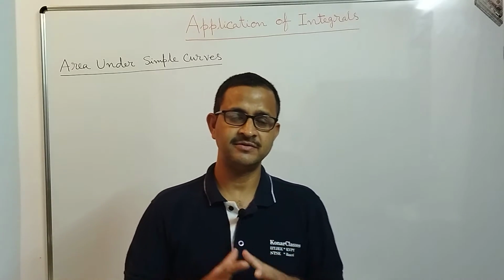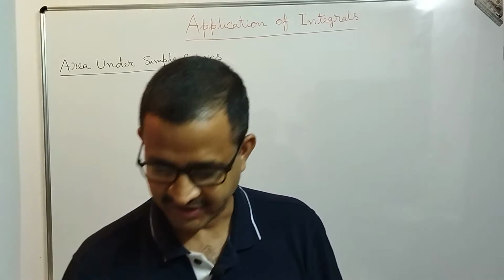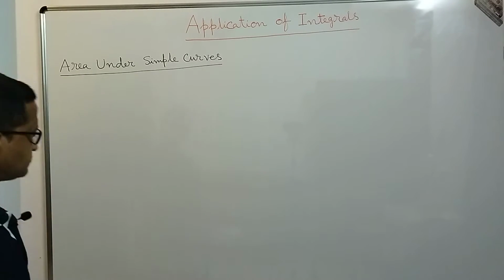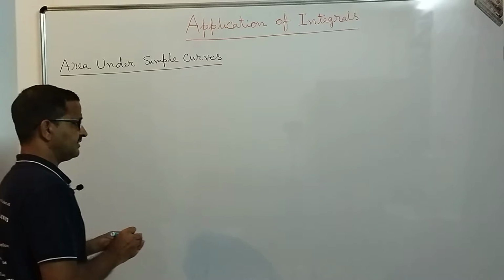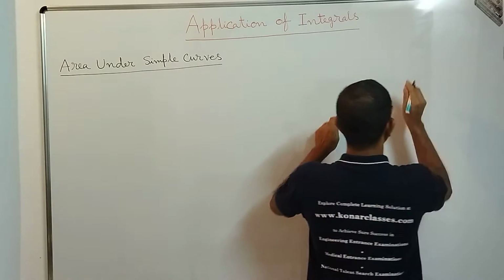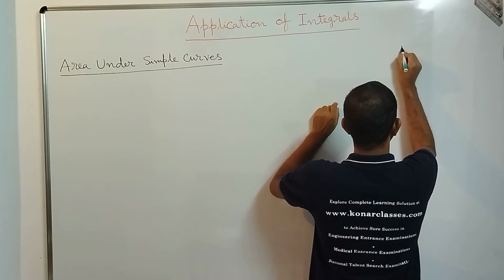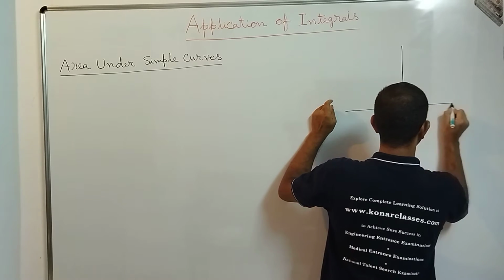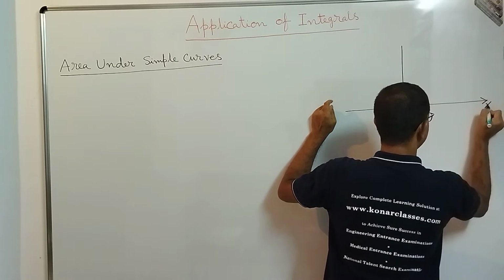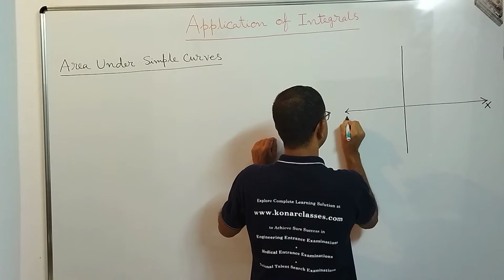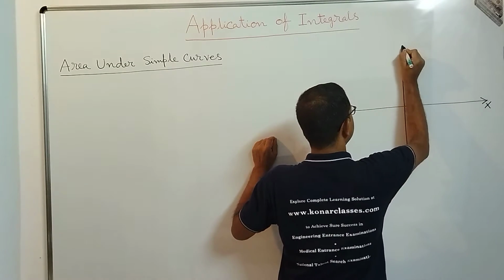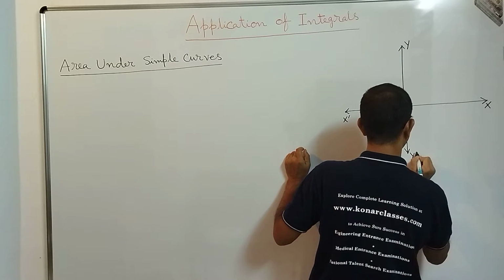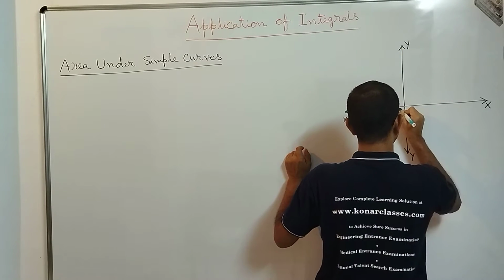Today in this session we are going to discuss how to find the area under simple curves. Okay, so let us first construct a situation. Suppose these are the coordinate axes. This is the positive direction of the x-axis, this is the negative direction of the x-axis, this is the positive direction of the y-axis, this is the negative direction of the y-axis, and this is the origin.